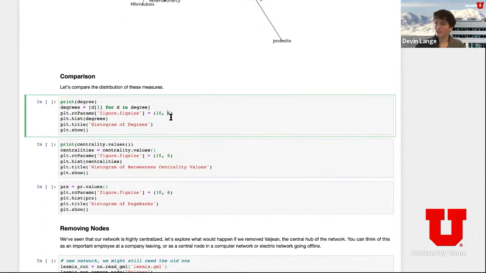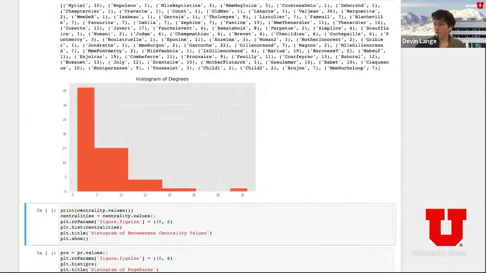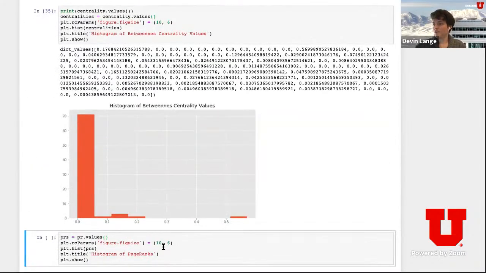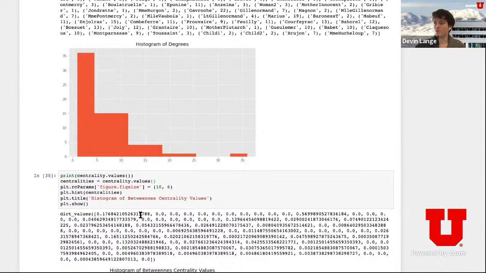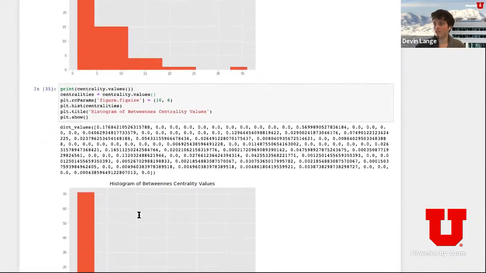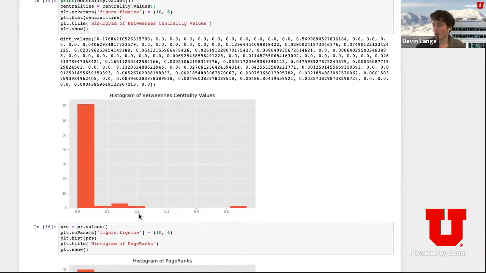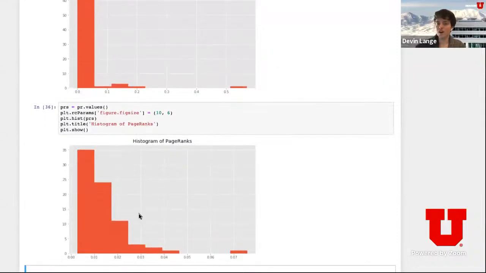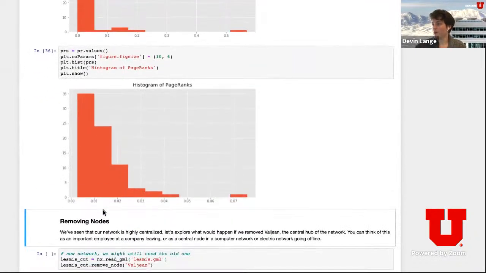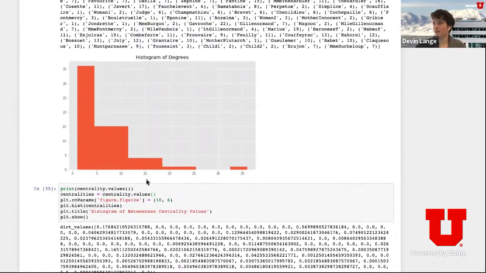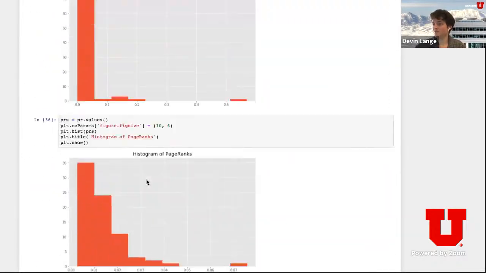All right. If we plot these different histograms, you see there's a similar pattern between all of them. Most nodes have a low value and some have high, but they're not exactly equivalent here, especially the centrality. There are even fewer outliers compared to the page rank and the degree.